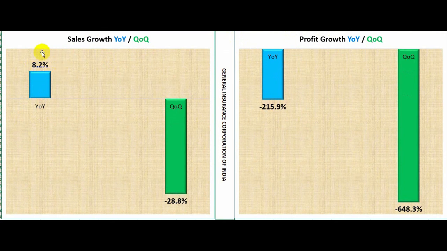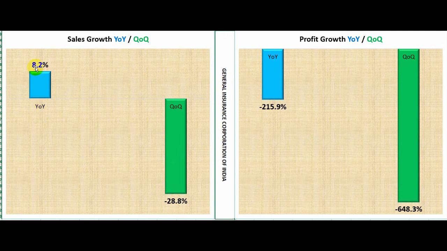We would want the sales to at least grow every year, or rather quarter on quarter. Even though the profit may decline, we would want the sales to be growing, because that shows that the company is generating revenue consistently. But in quarter on quarter analysis, from June 2019 to September 2019, we have seen a fall of around 28% in the total sales. That is, sales have declined by 28% from the previous quarter.